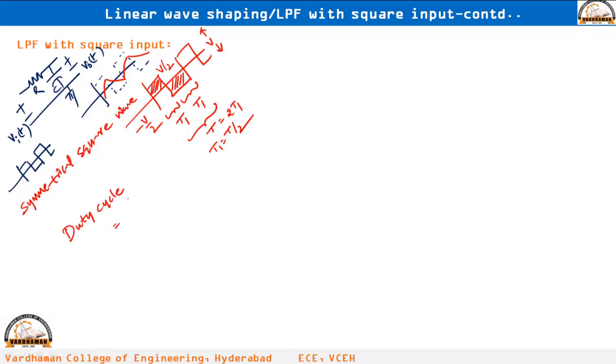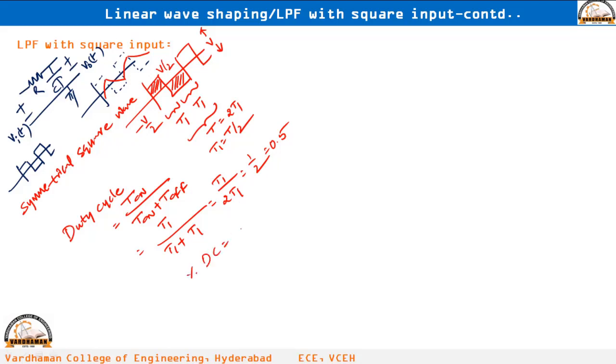Okay, and for the symmetrical square wave, we can define one more parameter, that is duty cycle. Duty cycle is equal to T on by T on plus T off. Okay. For example, if you take t1 seconds like this, T on is t1 seconds, T off is also t1 seconds. That means t1 by 2t1, that is equal to 1 by 2, that means 0.5. If you want to tell in percentages, percentage of duty cycle is equal to 50%, then we can tell that is available for the symmetrical square wave. In this way we can tell.